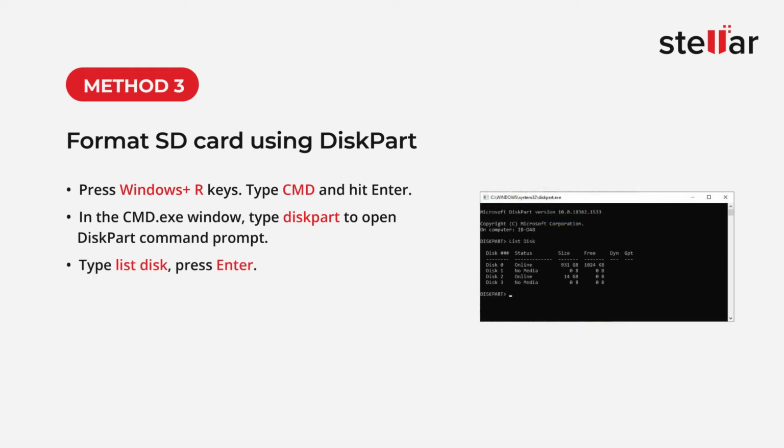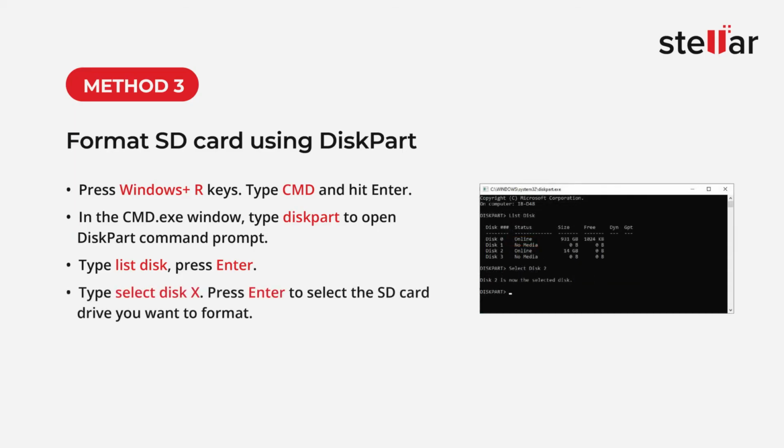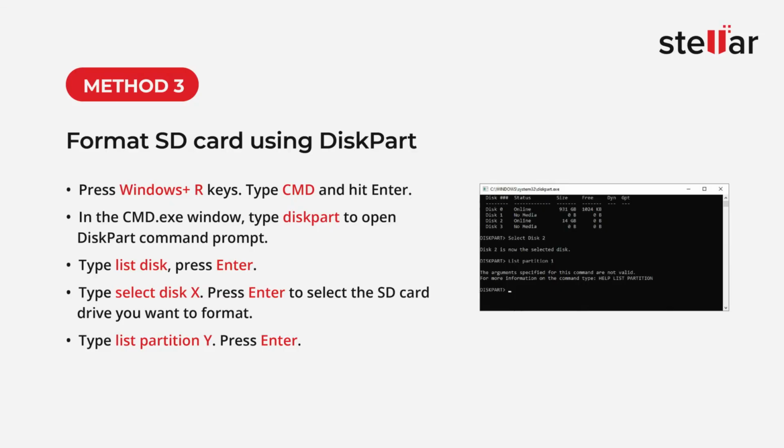Step 3. Type list disk, and press Enter. Step 4. Type select disk X, where X is the disk number. Hit Enter to select the SD card drive you want to format. Step 5. Type list partition Y, where Y is the partition number.